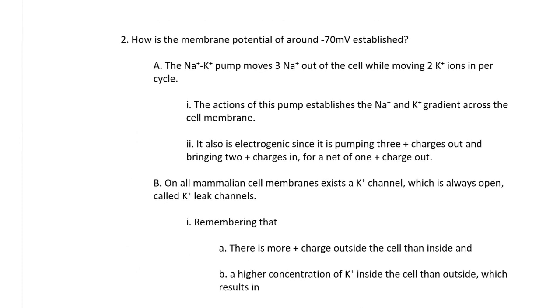How is the membrane potential of minus 70 millivolts established? Well, you have the sodium-potassium pump, which moves 3 sodiums out of the cell while moving 2 potassiums in per cycle. The actions of this pump establishes the sodium and potassium gradient across the cell membrane. It is also electrogenic since it is pumping 3 plus charges out, bringing 2 plus charges in for a net of 1 plus charge out.